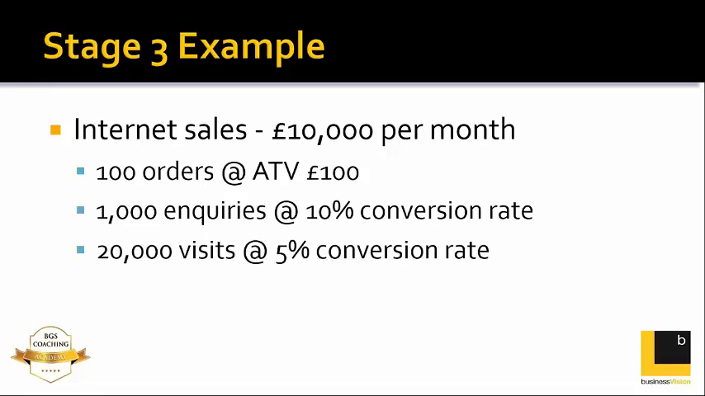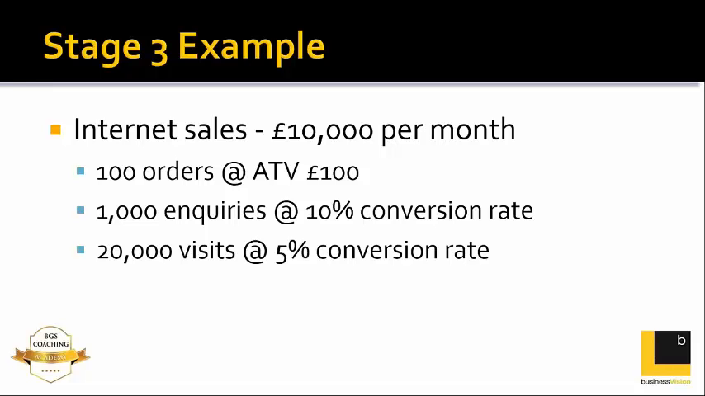And even going further back than that, we know that in order to get an inquiry on the website, we need visits. So we therefore need 20,000 people visiting the website at a 5% conversion rate, i.e. 5% of those people make an inquiry. So we've now got different levels of how to achieve 10,000 internet sales per month.